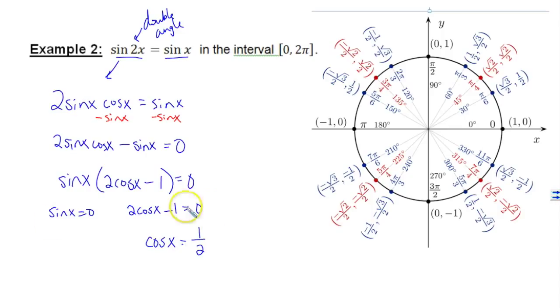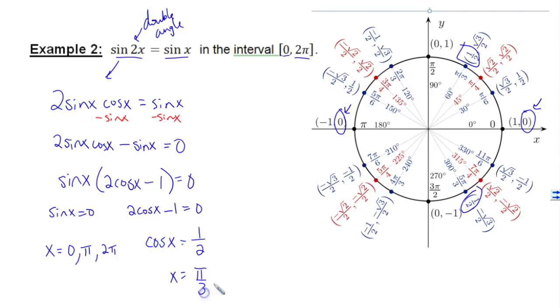So here I'm going to say, okay, what x value is going to give me sine equal to 0? The y value 0 is there, the y value 0 is there, and I want to be between 0 and 2 pi. So I have 0, pi, and 2 pi. So what about this one? We're going to look for the x value 1/2 right there, and right there. So we get pi over 3 and 5 pi over 3.